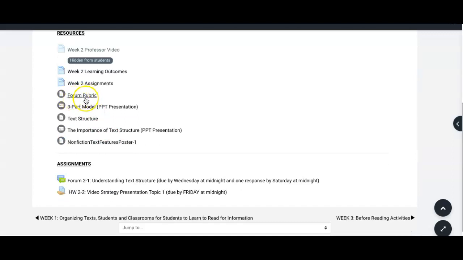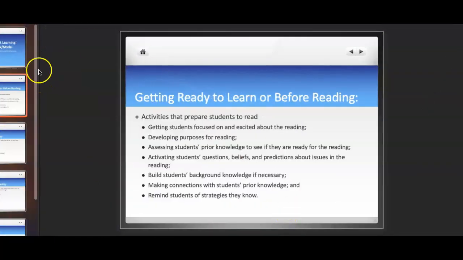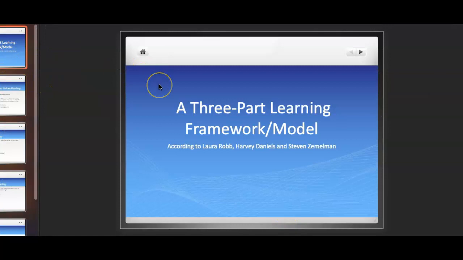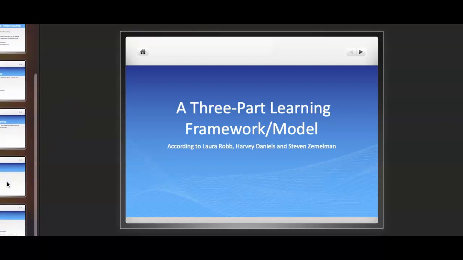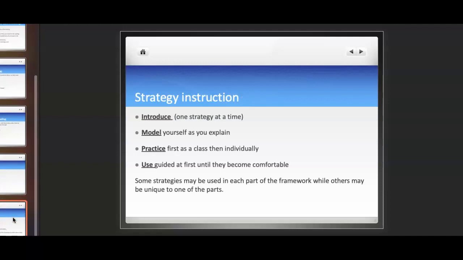Here is the rubric for the forum. Please make sure you look at that. The PowerPoint presentation is the 3-part learning framework model where you are getting ready to read, during the reading, and after the reading. It describes this framework, talks about vocabulary, and strategy instruction.